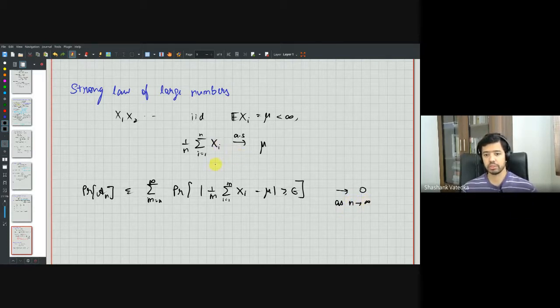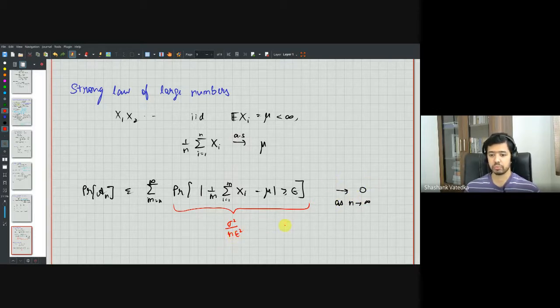So we can show that this convergence happens almost surely. But then if we just use Chebyshev's inequality, this quantity is basically sigma squared divided by m epsilon squared, but the summation m going from n to infinity of 1 over m does not converge to 0, right? In fact, this summation would diverge.